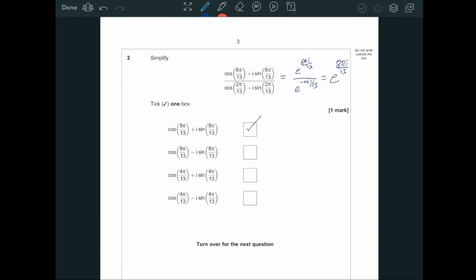Alternatively, you could have remembered just that when you divide, you subtract the arguments. So that's where we get the 6 pi over 13 minus the negative 2 pi by 13.